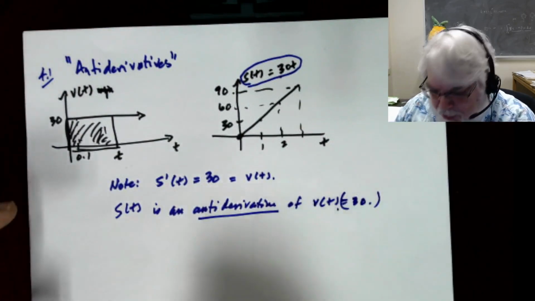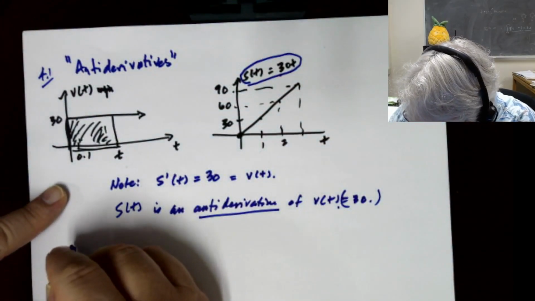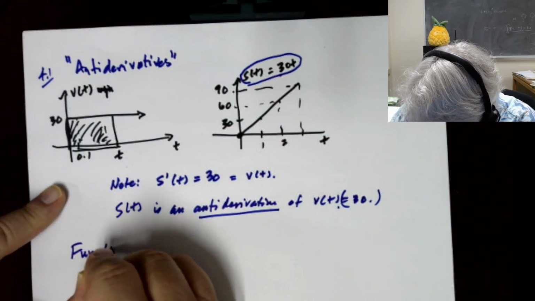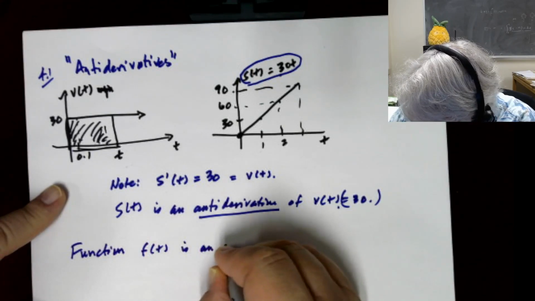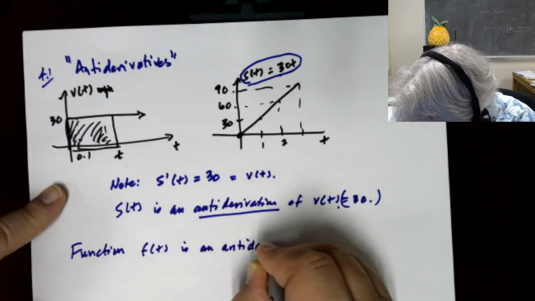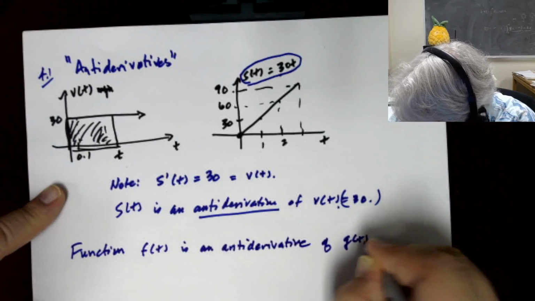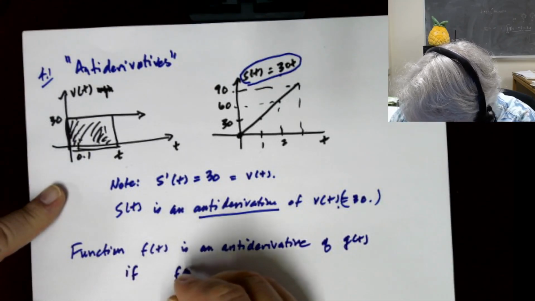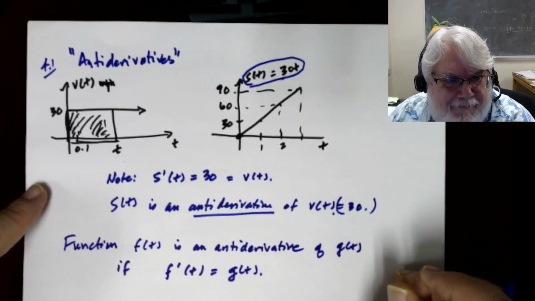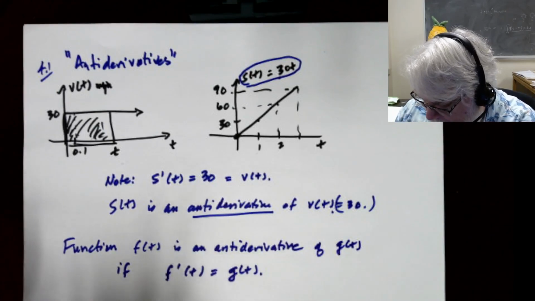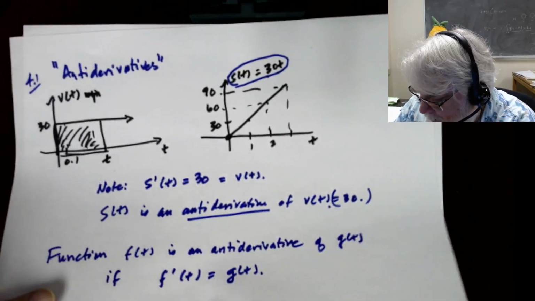Okay, so in general, a function f of t is an antiderivative of g of t if f prime of t is equal to g of t. Okay? And so some antiderivatives are easy to compute, some are harder. So let's just try a couple.